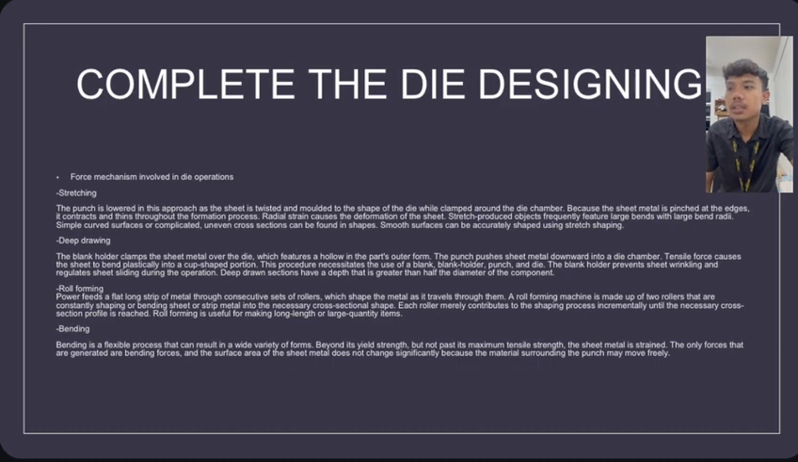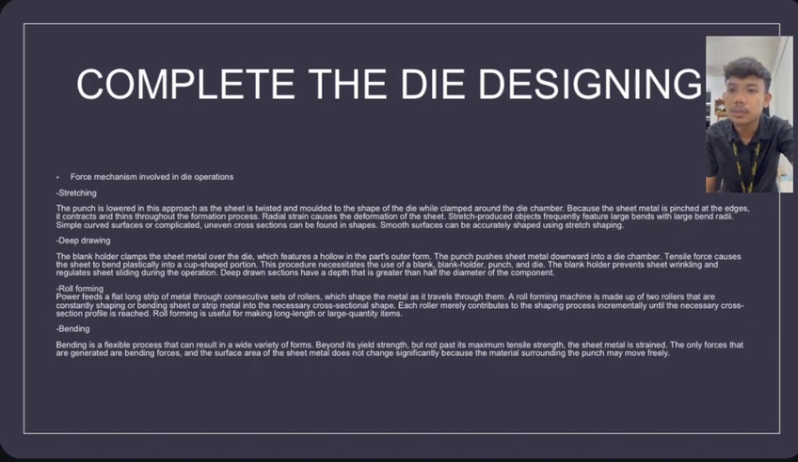Complete the die designing. Force mechanism involved in die operation. Stretching. The punch is lowered in this approach as the sheet is stretched and molded to the shape of the die while clamped around the die chamber. Because the sheet metal is pinched at the edge, it contracts and thins throughout the formation process. Radial strain causes the deformation of the sheet.